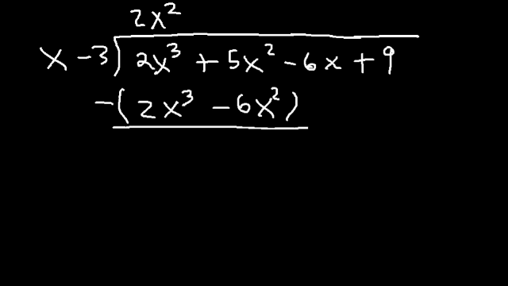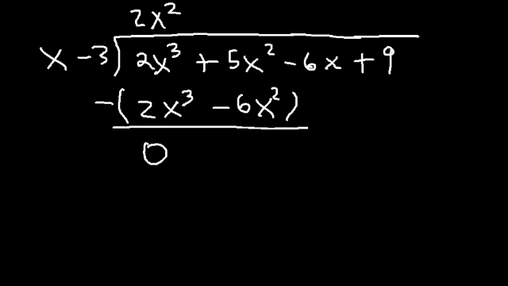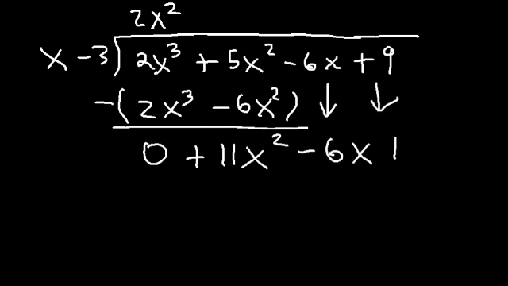So now let's subtract. 2x cubed minus 2x cubed is 0. 5x squared minus negative 6x squared is the same as 5x squared plus 6x squared, because these two negative signs will turn into a positive sign. So this is going to be positive 11x squared. Negative 6x minus nothing, or 0, is simply negative 6x. So these two terms, we can just bring them down. And now let's repeat the process. We're going to divide, multiply, and then subtract.